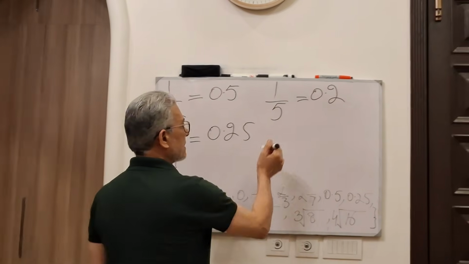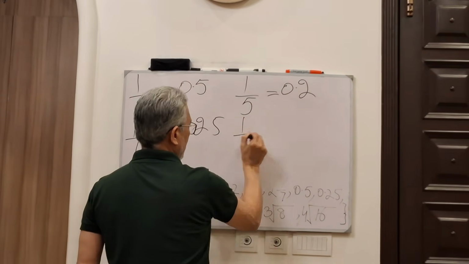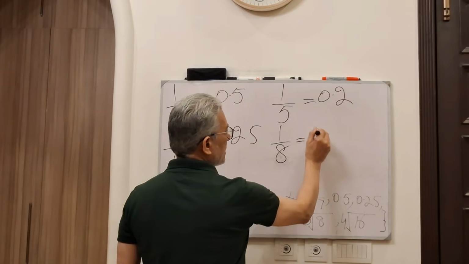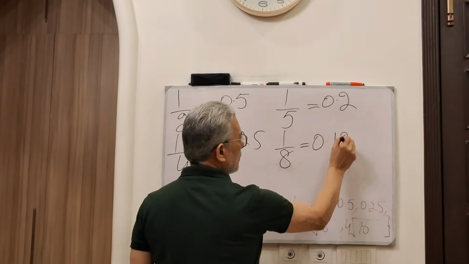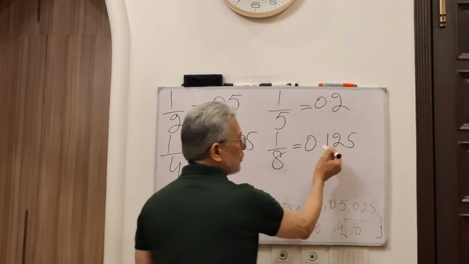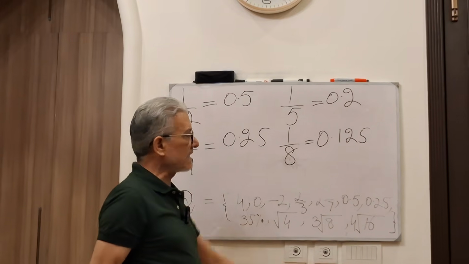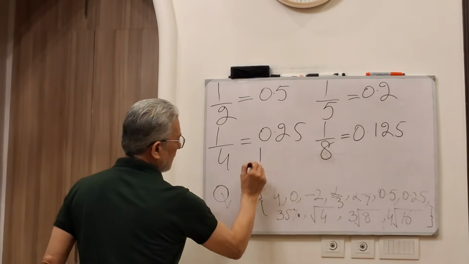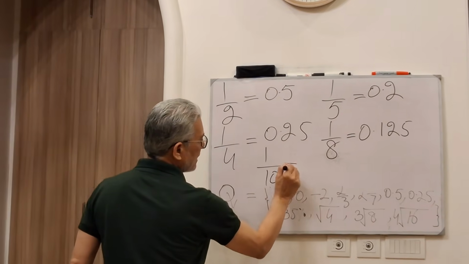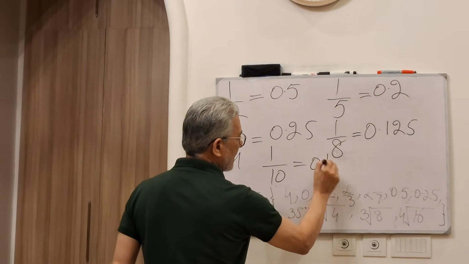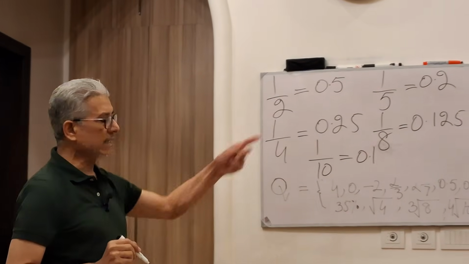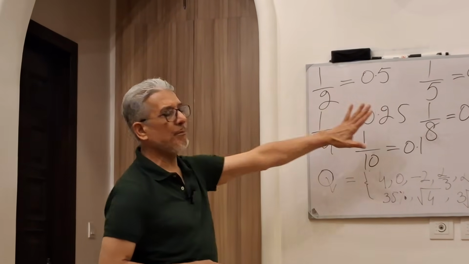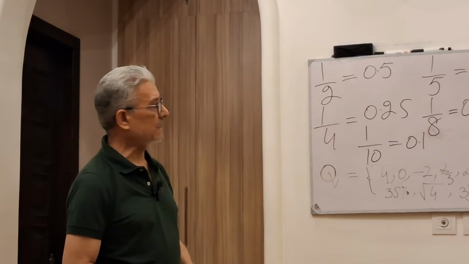Then, next is 1 over 8. Solve it. You will get 0.125. 3 digits after decimal, but terminating. Then 1 over 10. What is the answer? 0.1, but terminating decimal. So these are some of the examples of terminating decimals.